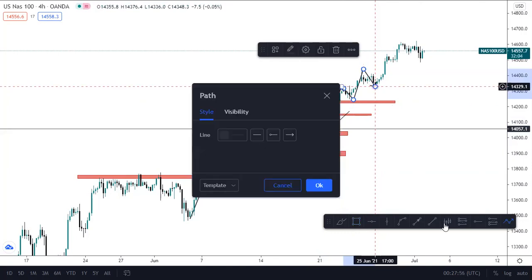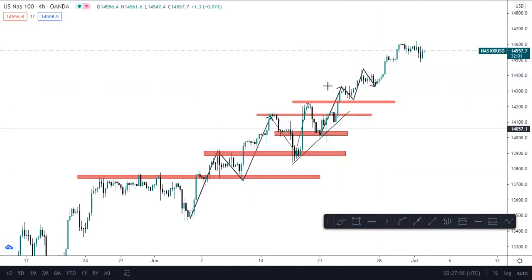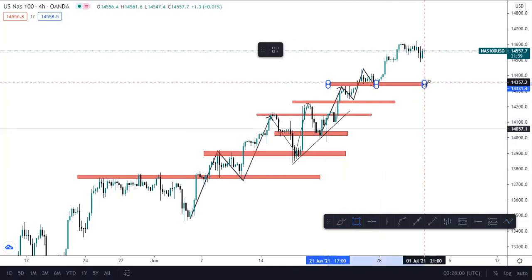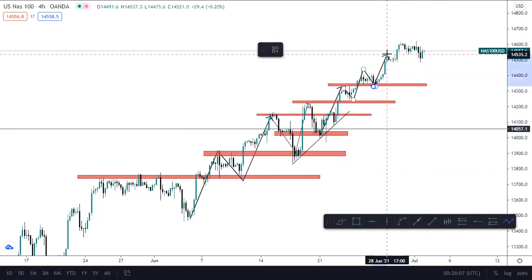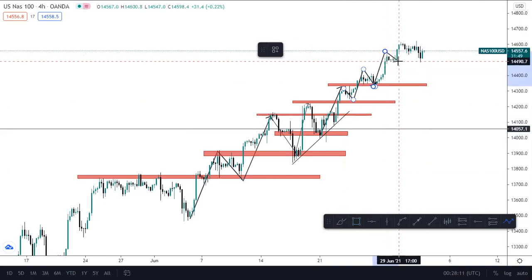Let me highlight it. It came back to retest this one again here. And look what happened. Look what happened. Boom, it went up again. Then it tried to retest.